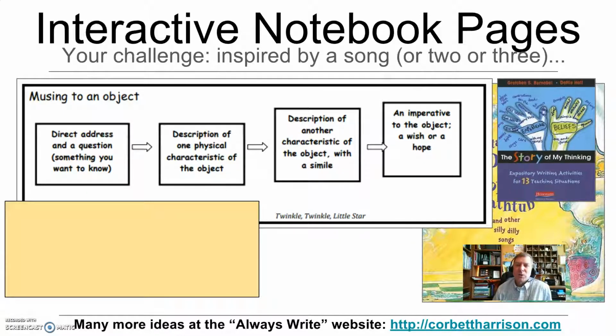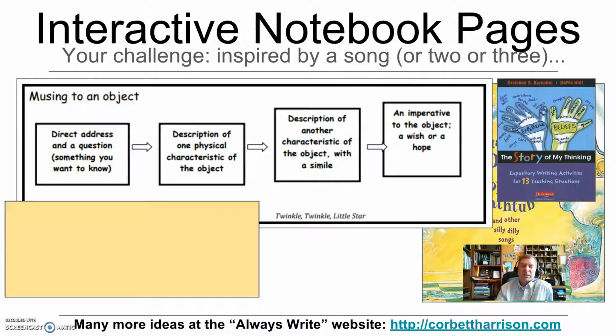And so she broke apart Twinkle, Twinkle, Little Star in her book. And she said, start with a direct address, Twinkle, Twinkle, Little Star, how I wonder what you are. Then a description of physical characteristics, like up above the world so high, like a diamond in the sky. Those are those middle two paragraphs. And please notice that the third one over says, do it with a simile, like a diamond. And so they're borrowing structural things and challenging you to follow this pattern, and then it ends with an imperative or a command to the object and a wish or a hope.